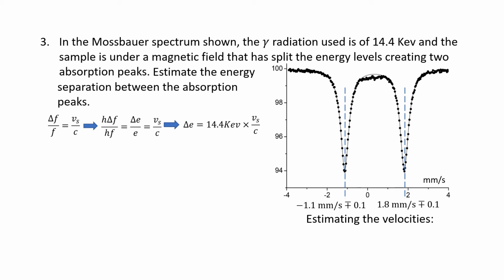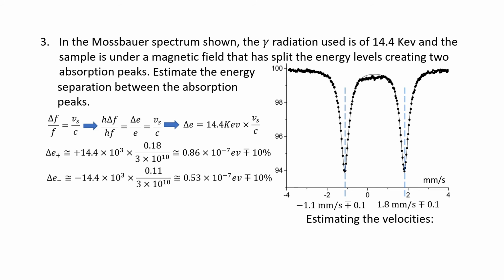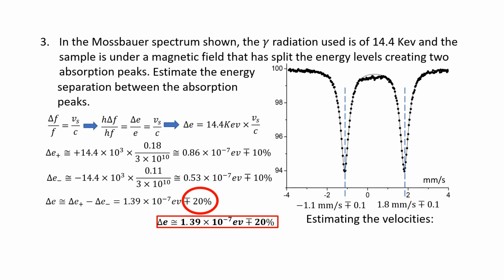Replacing the symbols with their values and the positive velocity of the highest energy peak, we get this. Doing the same for the peak with the lowest energy. Finally, we add both shifts and we get to the result, which is 1.39 by 10 to minus 7 electron volts. Notice that the relative errors we admitted when estimating the velocities from the chart must be added for the final result, which is 1.39 by 10 to minus 10 electron volts plus or minus 20%.